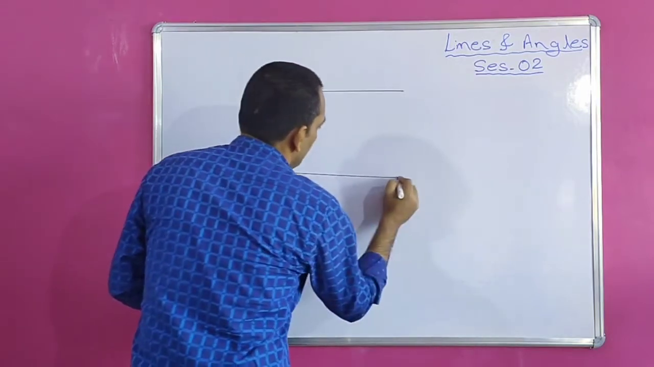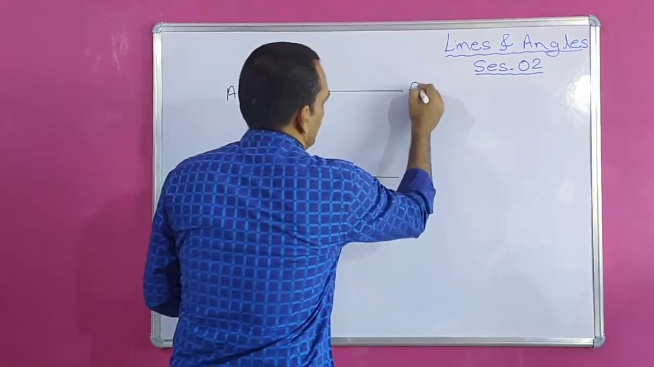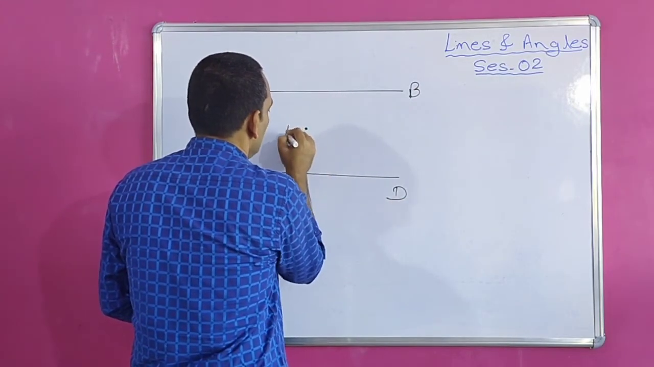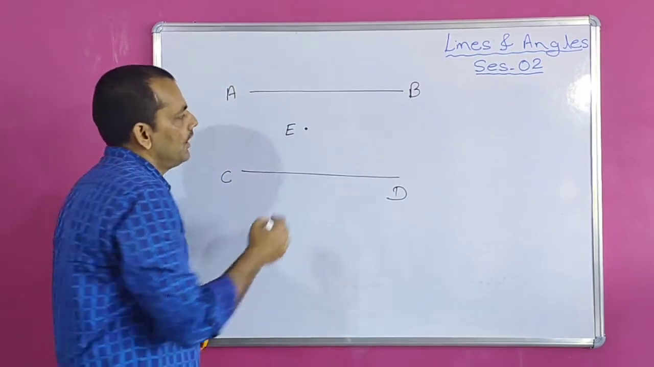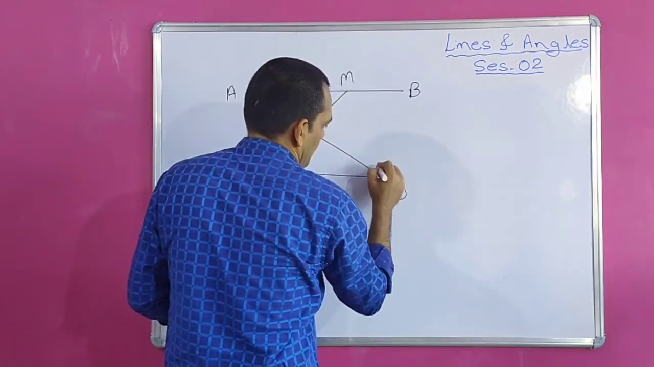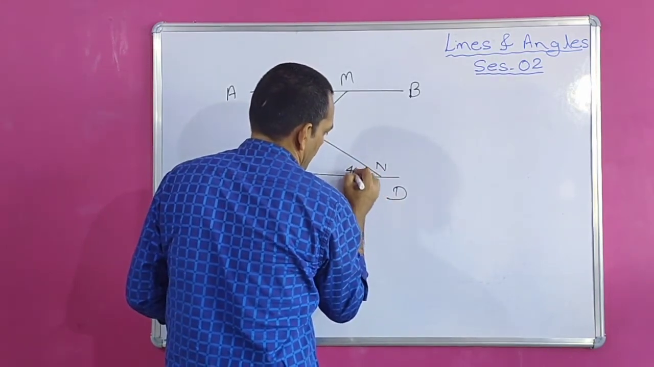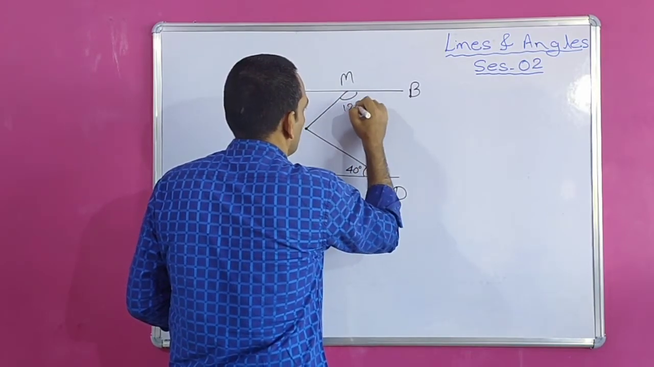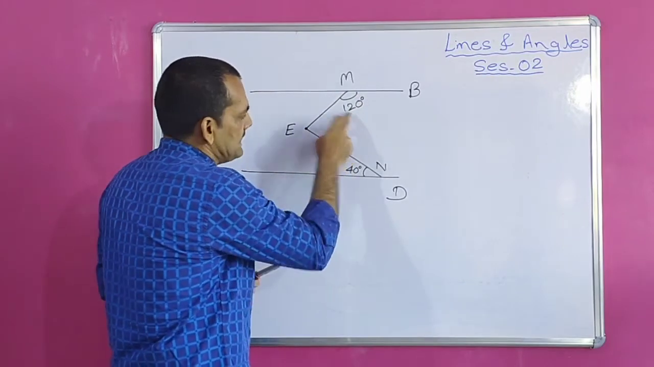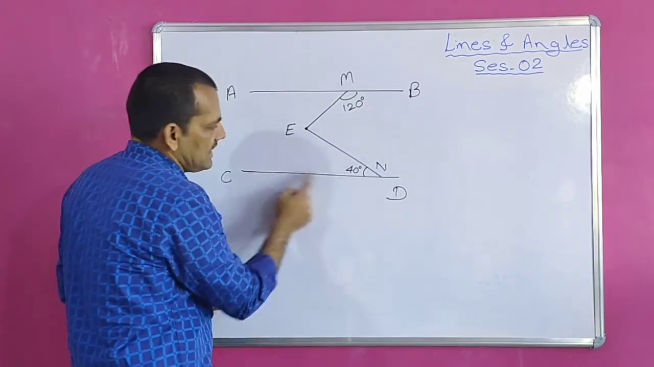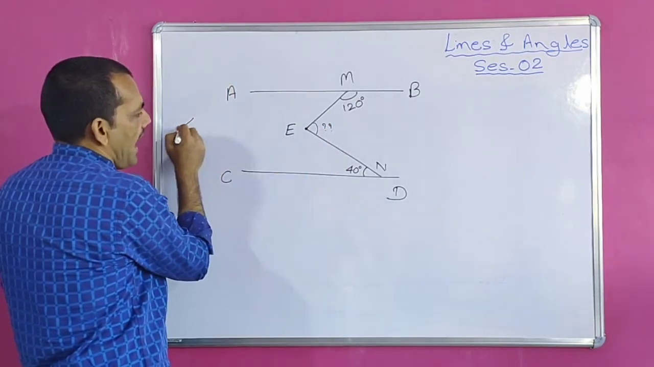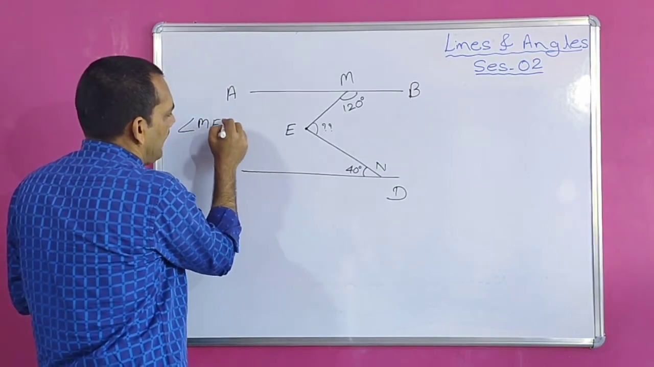Let's consider that there is a set of parallel lines AB and CD, and there is a point E in between them, such that angle EMB is 120 degrees and angle ENC is 40 degrees. We have to find the value of angle MEN.